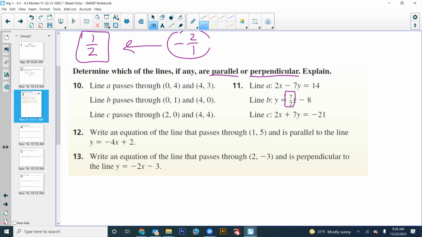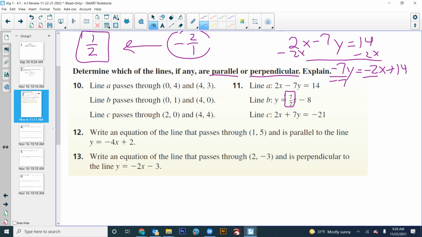All right, Makana, how am I going to get 2x minus 7y? I need to get the slope of that, right? How am I going to get it? What's that? Negative 7y equals negative 2x plus 14. Go. Oh, divide by negative 7. And what's my answer? Y equals. Wait, do I have to do that? You want to leave it as a fraction.